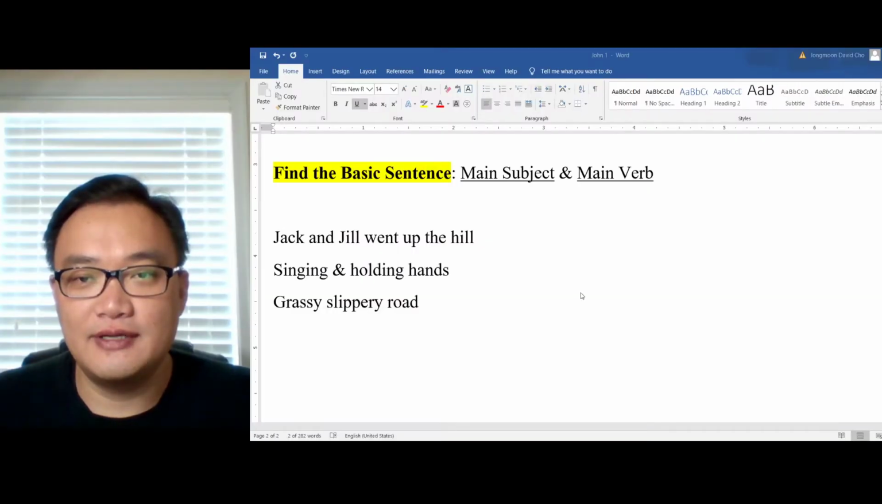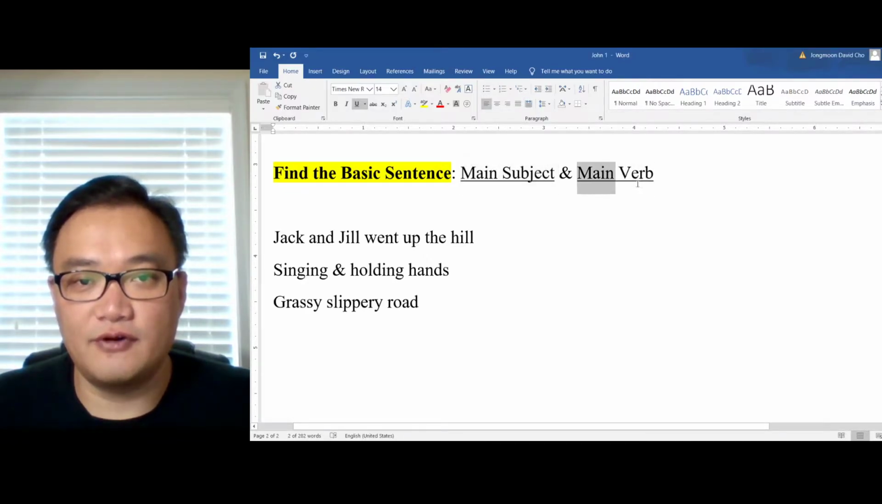We're going to be doing something a little bit different today. I'm going to be going over how we do diagramming. It's the first step into diagramming the Bible, the series that we're doing. And so the main lesson today is that the first key in doing diagramming is finding the basic sentence. We're looking for the basic sentence structure. That is, we're looking for the main subject and the main verb.